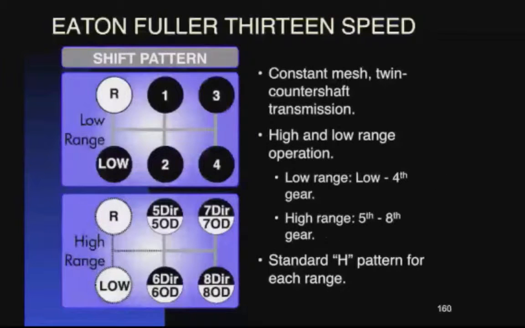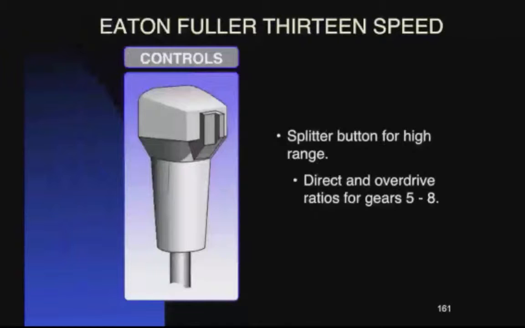Eaton-Fuller 13-speed transmission. High and low range operation. Low range, low through 4th gear. High range, 5th through 9th gear. If you notice, 5th, 6th, 7th, and 8th have a direct and an overdrive.